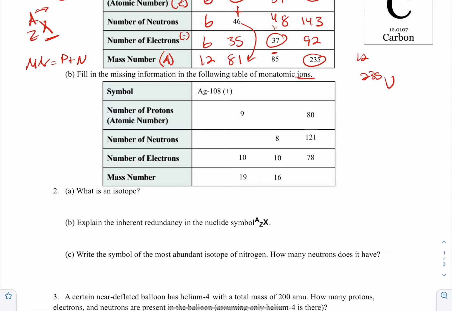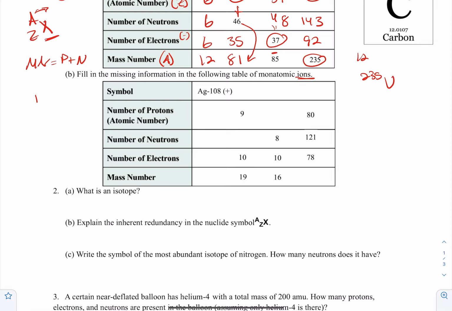All right, the second table here is going to be a little different because we're working with ions. Ions are charged particles, whether they be positive or negative. That just means we have an imbalance of protons to electrons or vice versa. That means we can have an excess of electrons or a deficiency in electrons, and that will determine how this thing is charged.